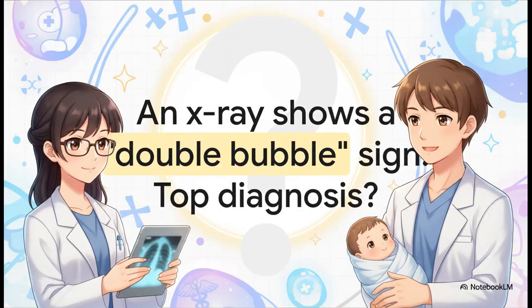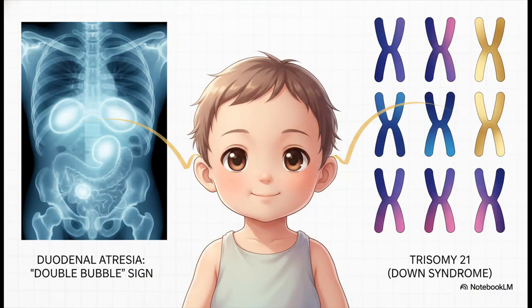Let's kick things off with a classic. You see this double bubble sign? What's the first thing you think of? Exactly. It's duodenal atresia, which is often linked with Down syndrome. This is a great starting point for us.